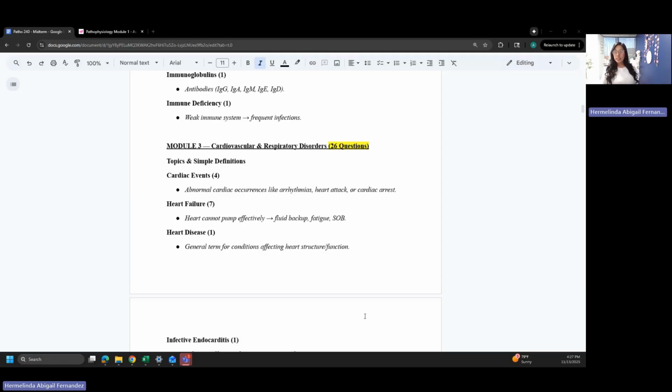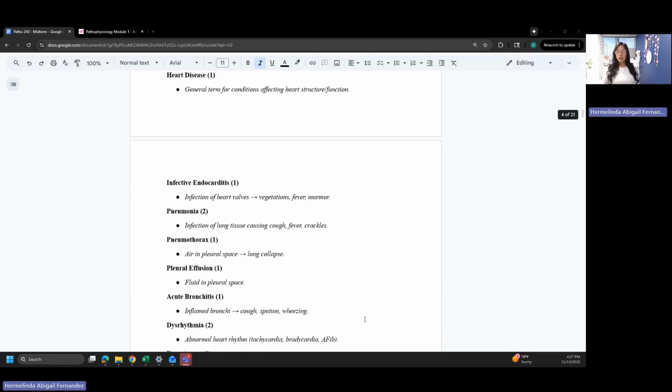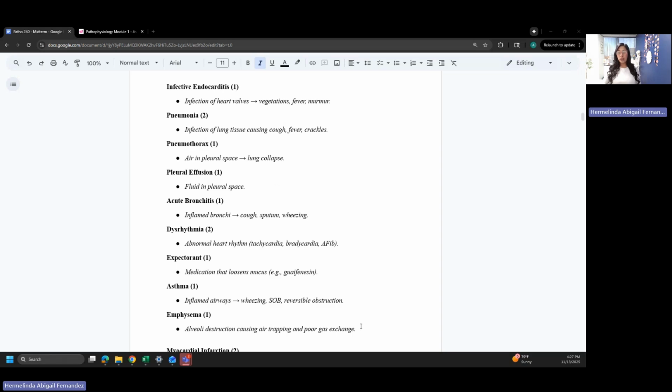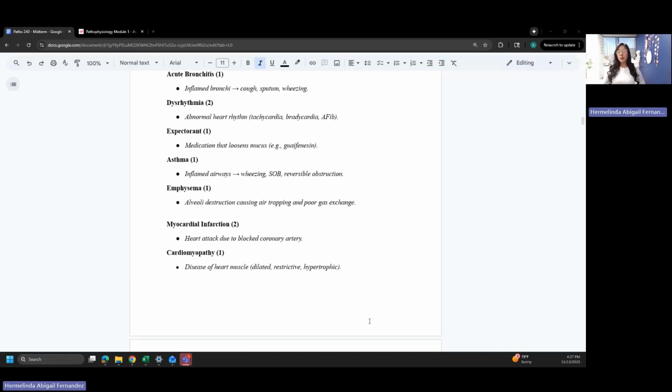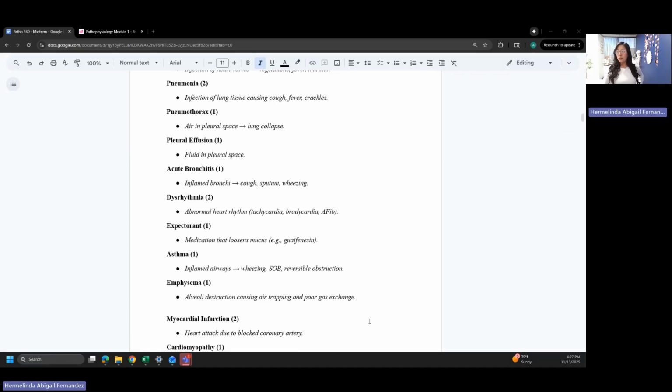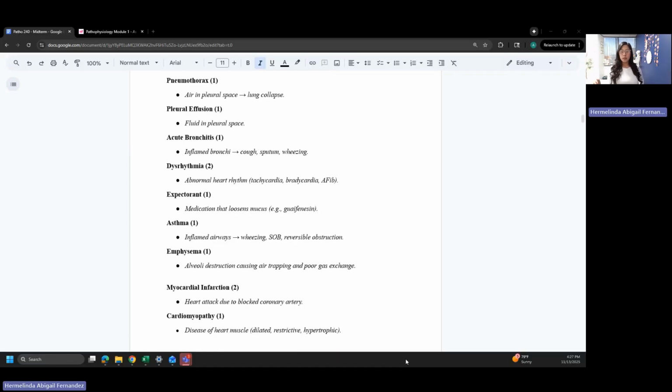This includes cardiac events, heart failure, heart disease, infectious endocarditis, pneumonia, pneumothorax, pleural effusion, acute bronchitis, dysrhythmia, expectorant, asthma, emphysema, MI, cardiomyopathy, and so on. If you want to take a picture of this part, I would suggest pausing the video and writing this down. You can see here there's 1 question coming from this, 2 questions coming from MI. So use this, go back to your PowerPoint, and highlight that.